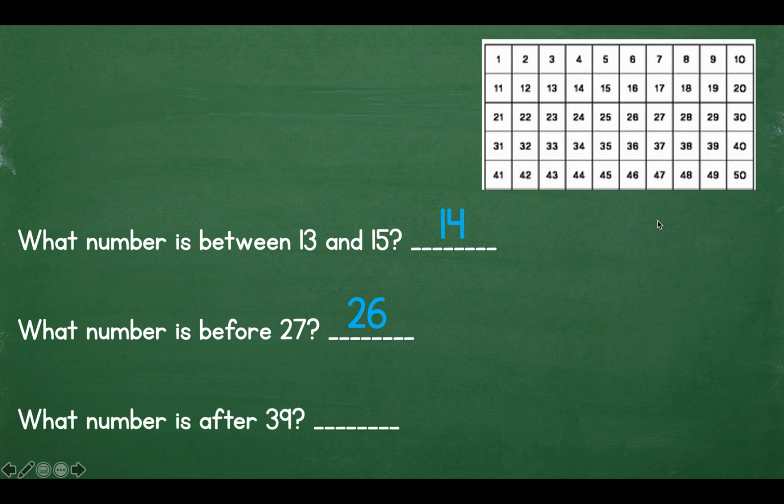In our last question, what number is after 39? So I'm going to look in my chart for the number 39. Found it. Circled it. And now after, are we counting backwards or forwards? After is forwards. So what comes after 39? 40. Great job. So I'm going to write that. You guys did a great job, and now hopefully you know how to count backwards and forwards from 1 through 50.